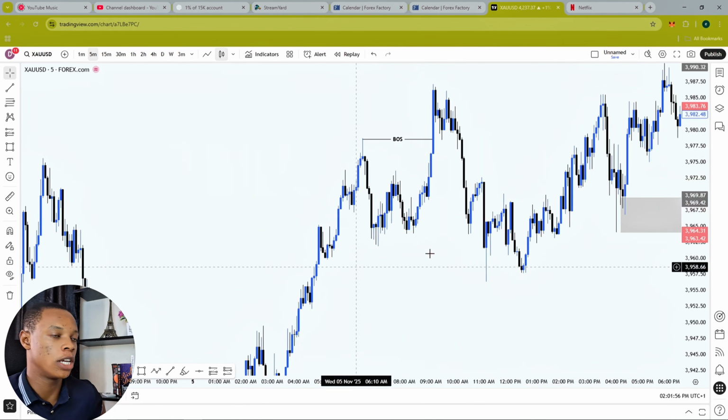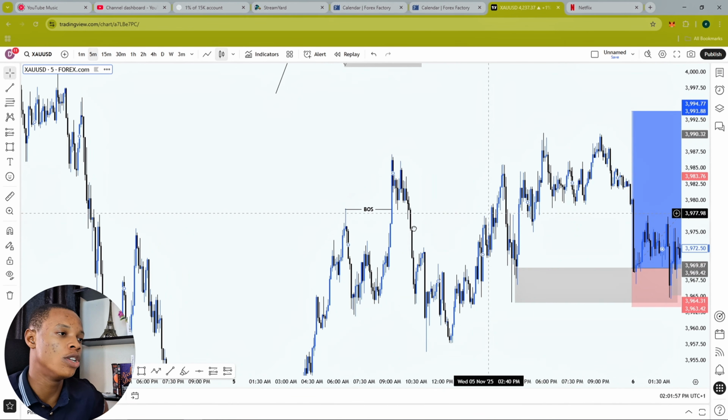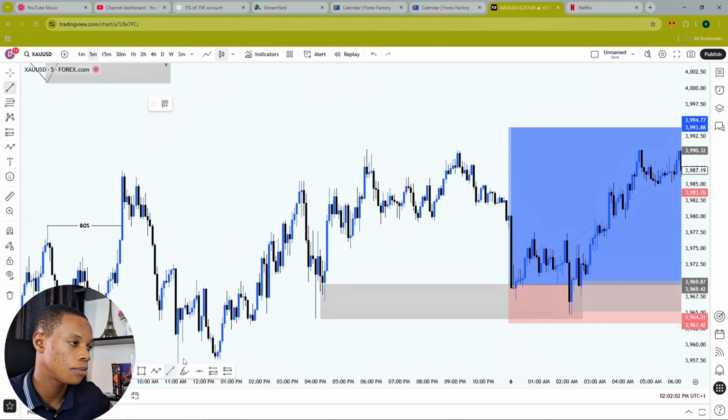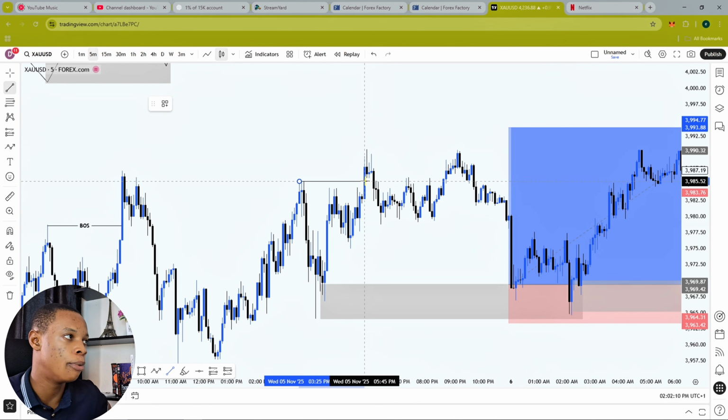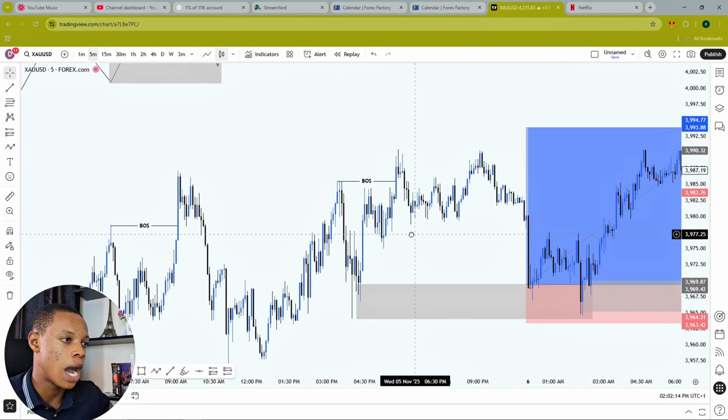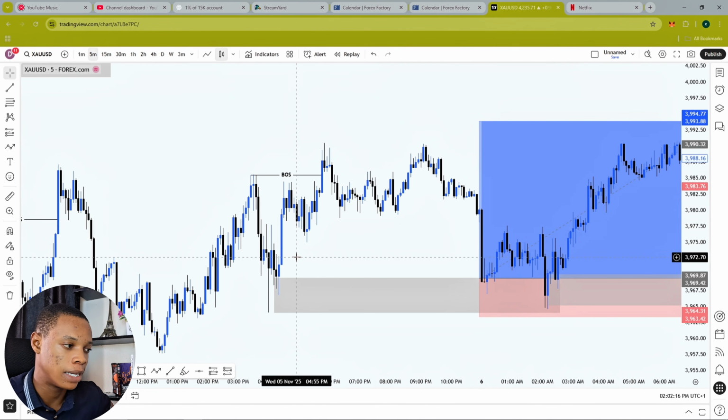Now, first thing with the strategy, I want to first know who is in charge of this very market. Is it buyers or sellers? This is a high, a point the price had been to and came down, and created this very order block. Now what happened? Price went up and then broke above that very high. This is a break of structure showing me that buyers are the ones in charge of this market. Meaning, if I'm buying, I'm doing the right thing, right?